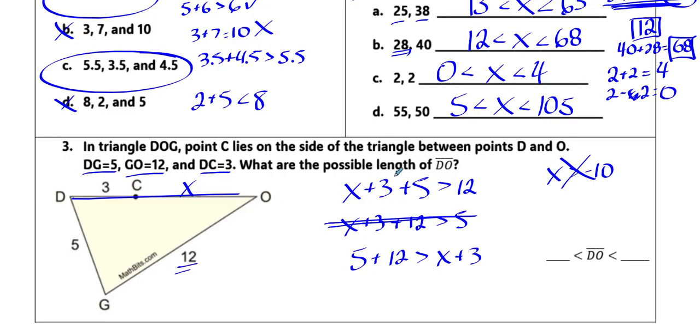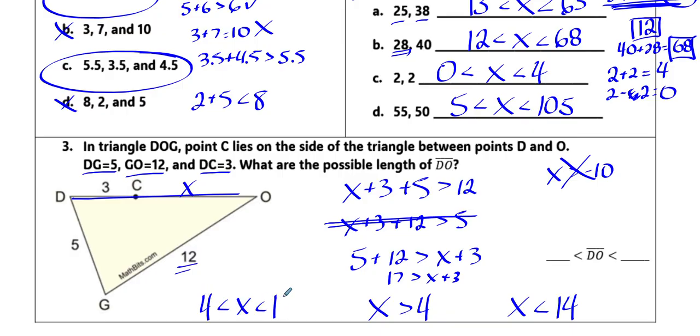Solving both of those, this would give us 8. We'd subtract it over to the other side and you get 4. So x is bigger than 4. On this one, we'd combine like terms there. You'd get 17. And it's greater than x plus 3. We'd subtract the 3 over to the other side. So x is less than 14. So x is somewhere in between 4 and 14, which means that that side length, adding 3 to that, is somewhere in between 7 and 17.